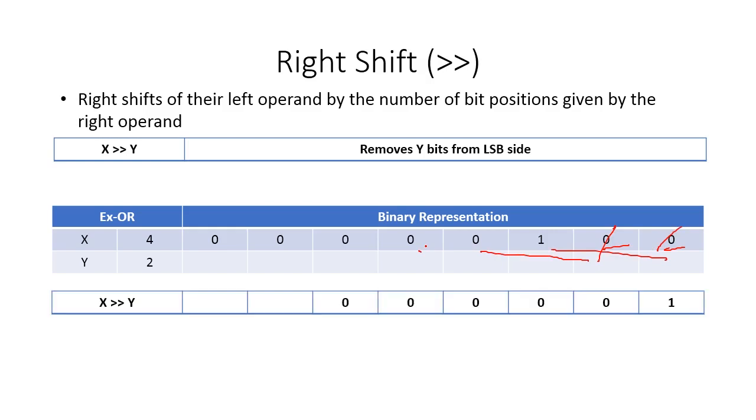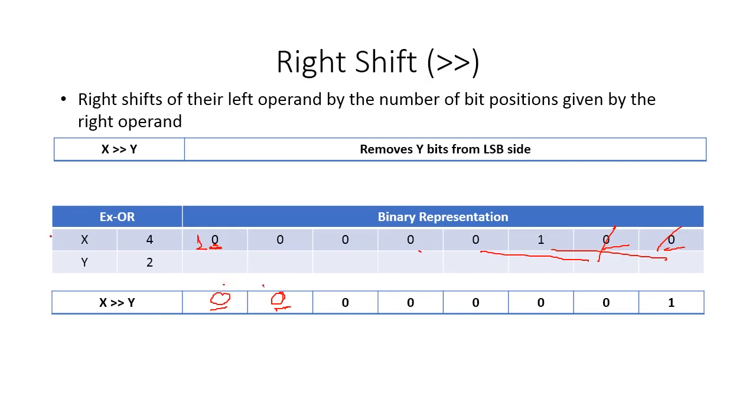Okay, but what gets added here? Is it always 0? So there is a little bit to study about this. In case the MSB bit is 0, then 0 gets added here. But in case this MSB bit is 1, then 1 gets added here or 0 gets added here.